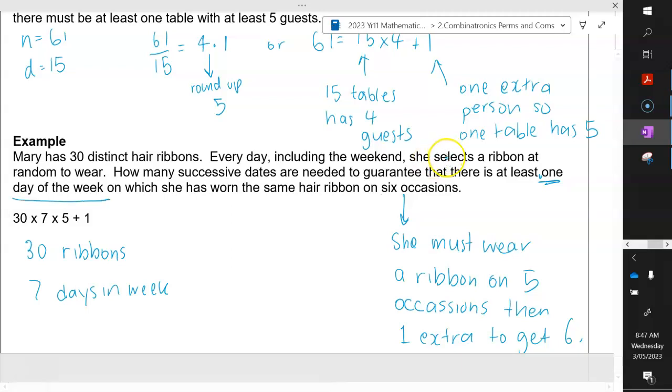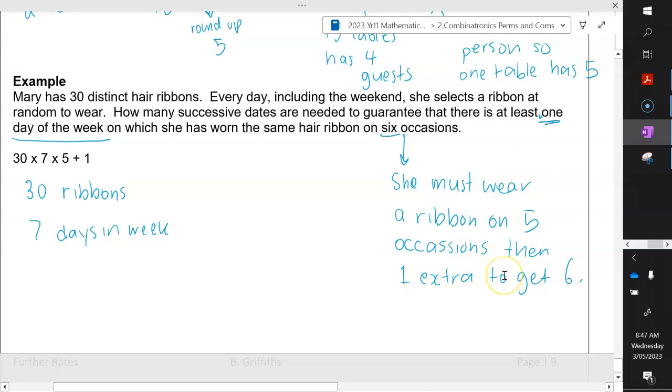that she's worn 6. So we're going to assume that she must wear a ribbon on 5 occasions on each of the days, and then there'll be one where we get the 6 from. So if we look over here, the working is 30 hair ribbons. We're going to wear them over 7 days, and we're going to have them 5 per day, and that will get us the 5, but we want one of those days of the week to have had 6 ribbon wears or ribbons, so we're going to add that 1 on top of that. And that will give us a value of 1,051 dates.